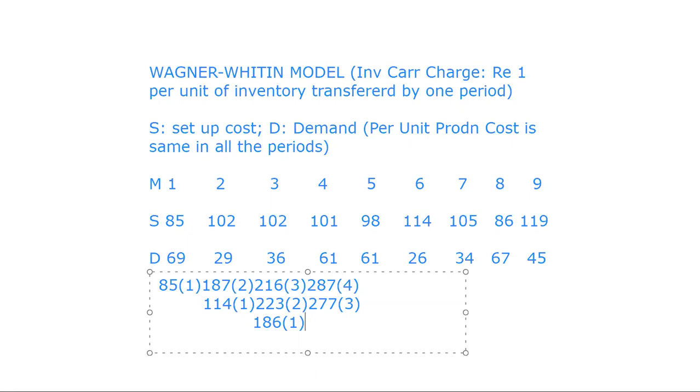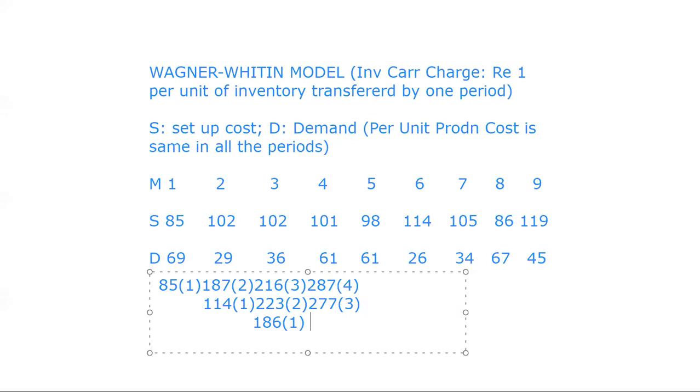Okay. Now I take up the next one. I produce in period number 2. So what is my cost? Not optimal cost. What is the cost? 284. So 260. Now you tell me the components in detail. So don't tell me the correct figure. You tell me the components. 102 plus 36 plus 61 into 2. See, the setup cost if I produce in period number 2 is 187. So it will be 187 plus 36 plus 61 into 2. Is it all right?